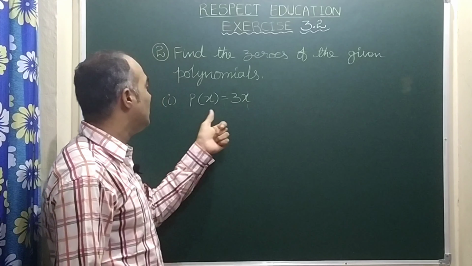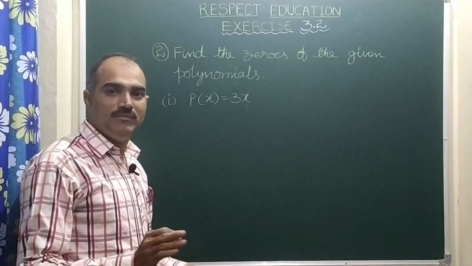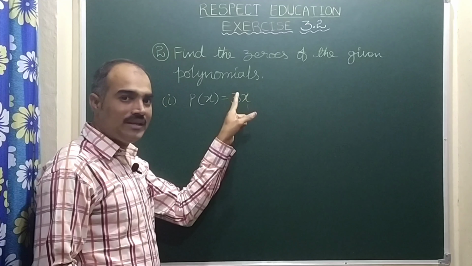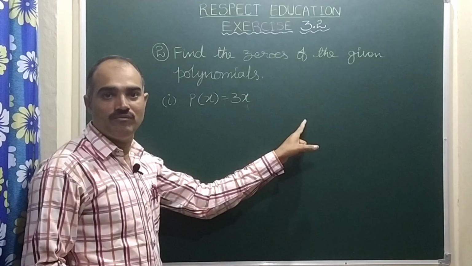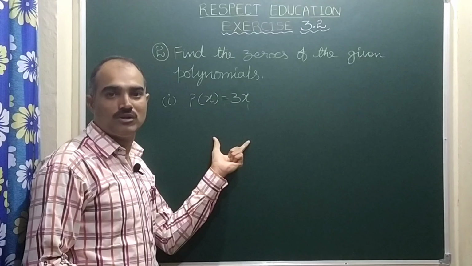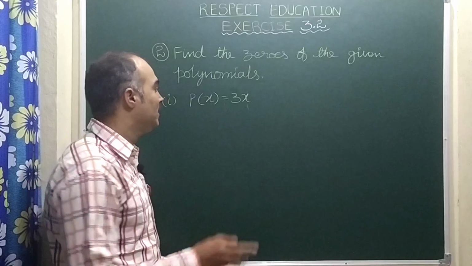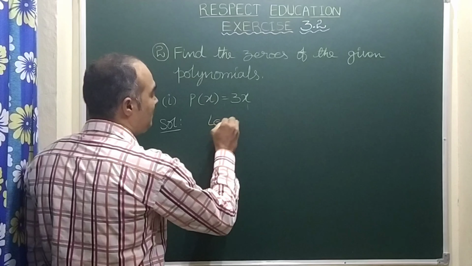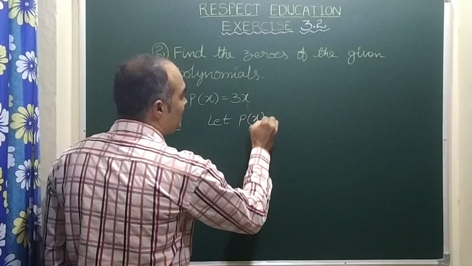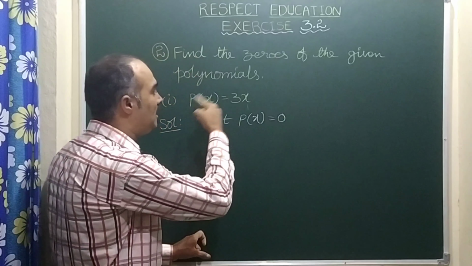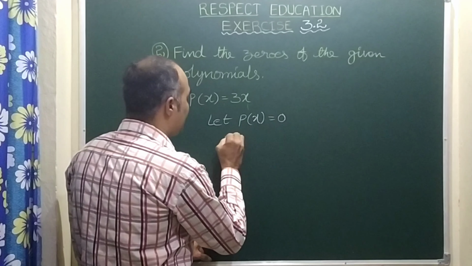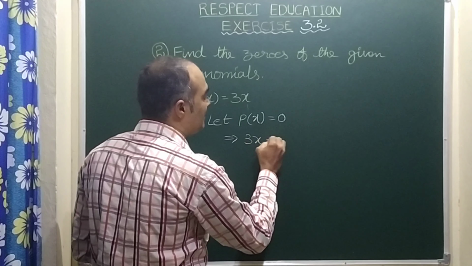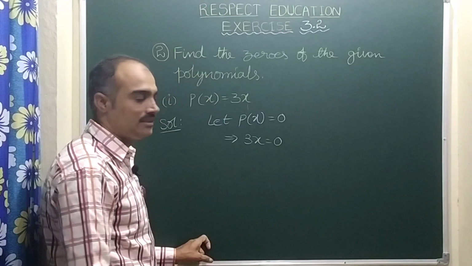In this first bit, p of x equal to 3x. Here the meaning of the question is, for which value of x will this p of x be 0? For that we need to follow a small procedure with which we will get the answer easily. Let p of x be equal to 0. That means p of x is nothing but 3x, so 3x is 0. From this we are going to find the value of x.